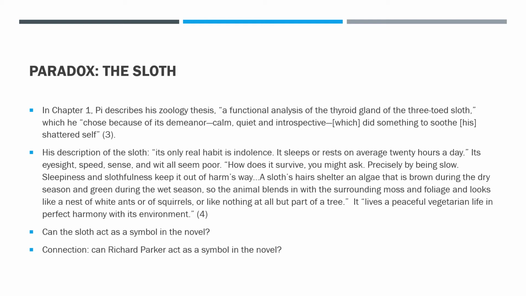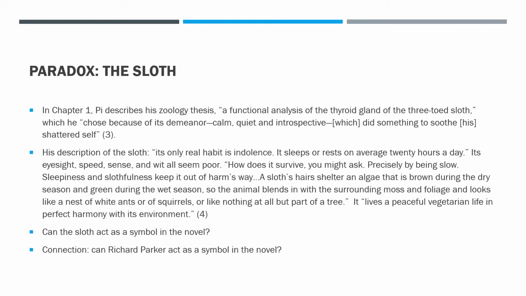More about paradox. So we have the sloth. In chapter 1, Pi describes his zoology thesis, a functional analysis of the thyroid gland of the three-toed sloth. He chose the three-toed sloth because of its calm demeanor, quiet, introspective, and he says it did something to soothe his shattered self. He describes the sloth, its only real habit is indolence. It's just lazy, right? It sleeps or rests on average 20 hours a day. Eyesight, speed, sense, wit, everything is scored as poor.